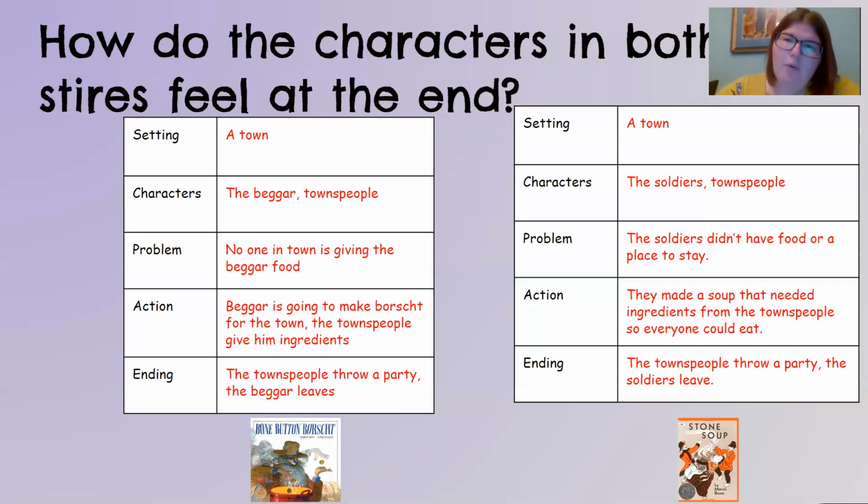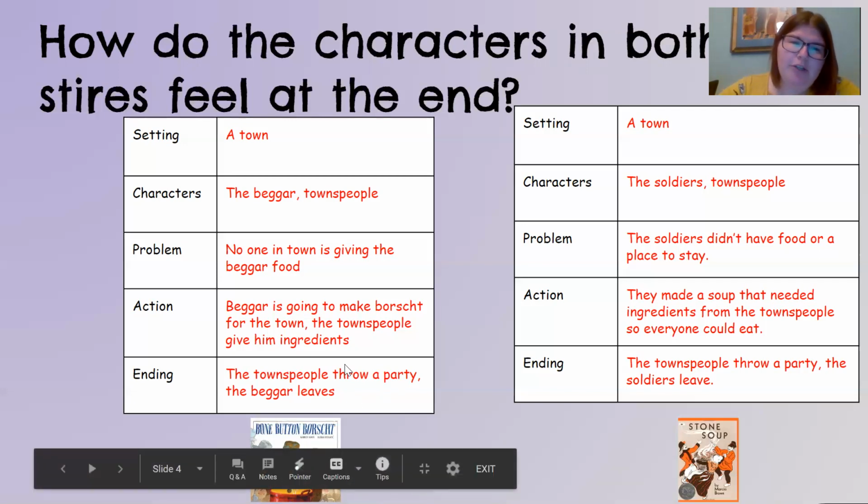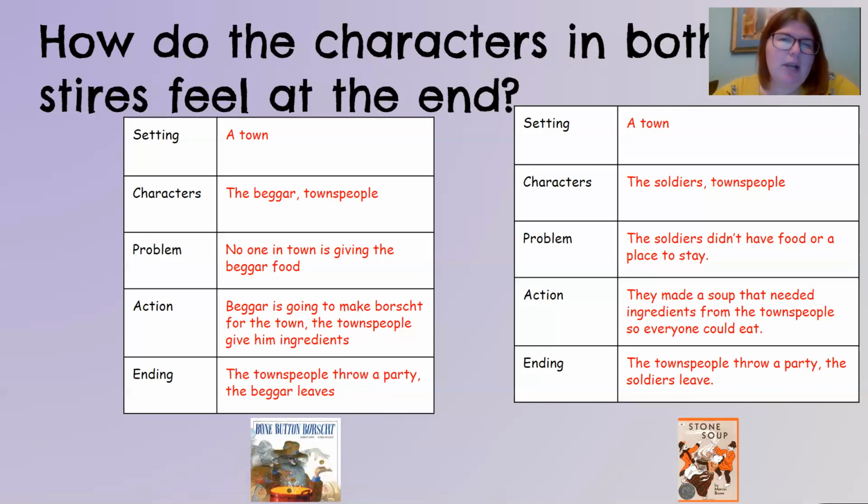Okay, I'm going to start with Bone Button Borscht, and we're going to keep it a little bit lower energy now. If you got the same answer as me, you can go ahead and touch that nose of yours. So at the end of the story, the townspeople, I think, were feeling happy, and I would use a word like united, like they came together. And they were a lot more friendlier because they had cooked this wonderful borscht with this beggar. Finger on your nose if you got that.